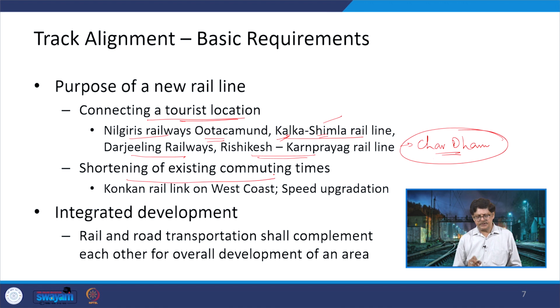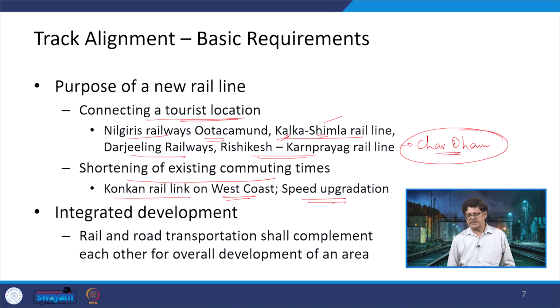Then another reason can be shortening of the existing commuting times. Say if we take an example from central India to the south side, a Konkan rail link has been created along the west coast, and this rail link has reduced the travel time. At the same time, it provides locations with scenic beauty, and you can enjoy your travel by moving in a train on this link.